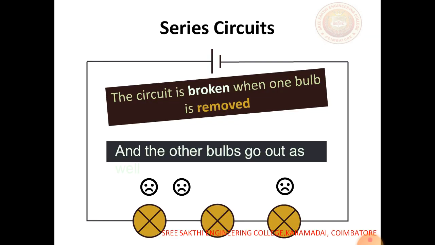If one bulb or one resistor is removed from the circuit, then the total circuit will be an open circuit. So you don't have any passage through the circuit.